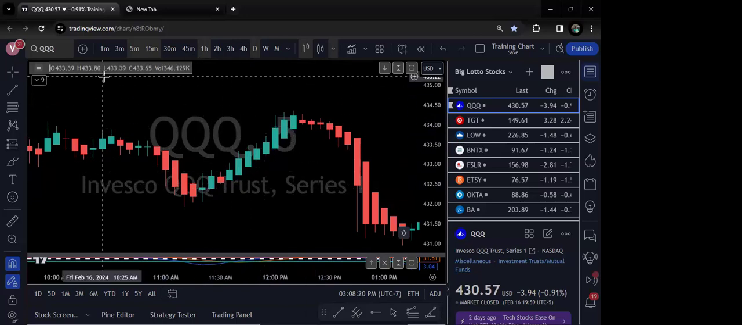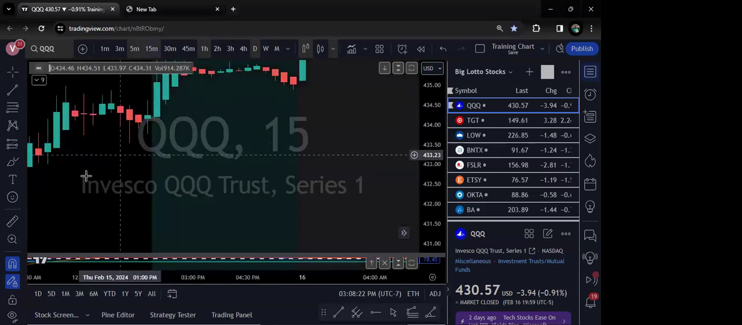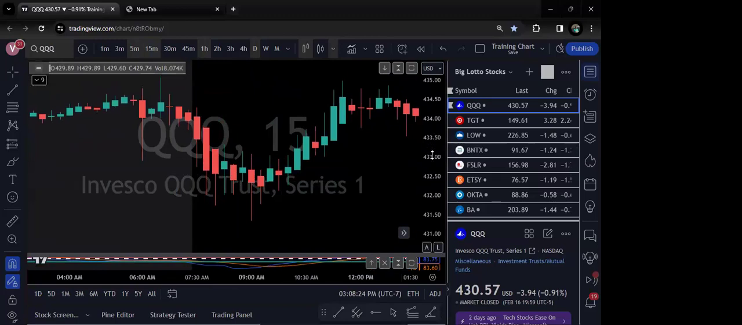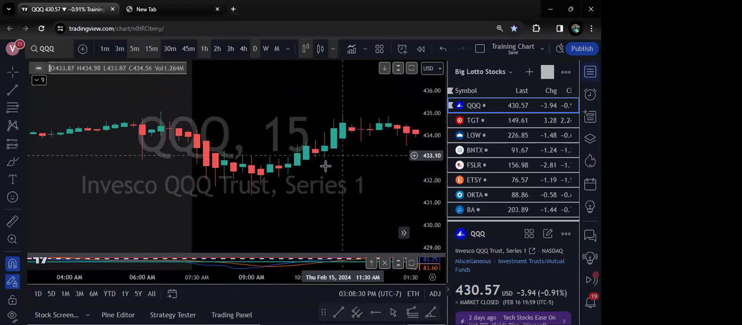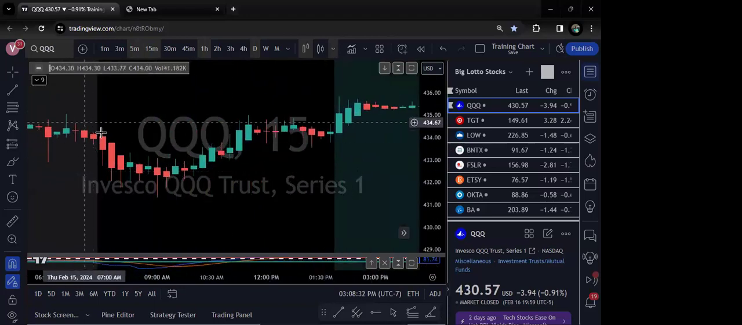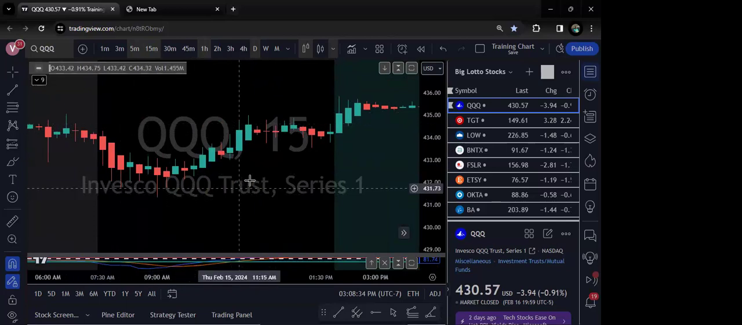Whenever you're counting, I like counting the 15 minutes because that one gives you a good read, especially if it's a day where you have a bullish trend. This was a zigzag day. We went like a V, went down, then went back up.